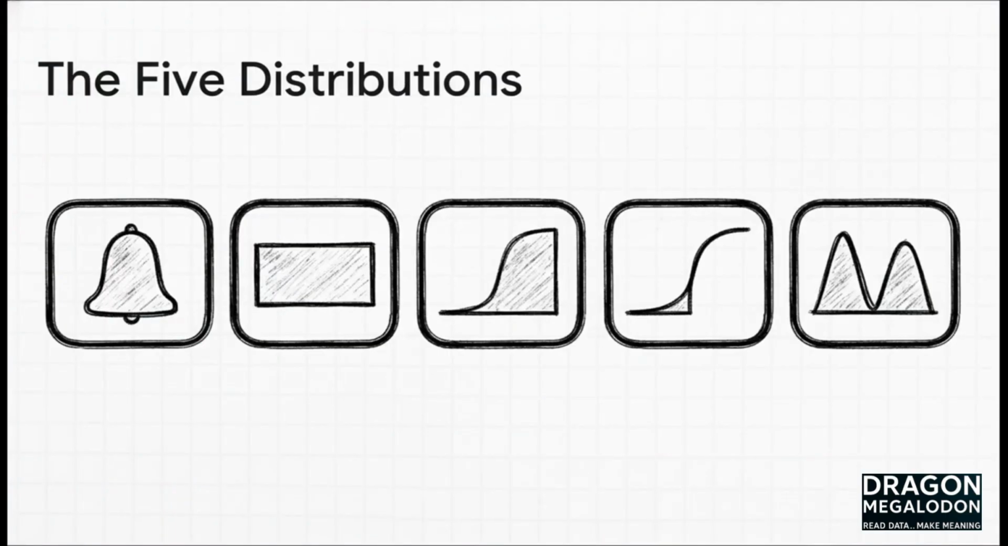Okay, so here's our lineup. We've got the famous normal distribution, or bell curve. Then there's the flat uniform distribution. We have 2 lopsided shapes, skewed left and skewed right. And finally, the 2-humped bimodal distribution. Each one tells a totally different story.